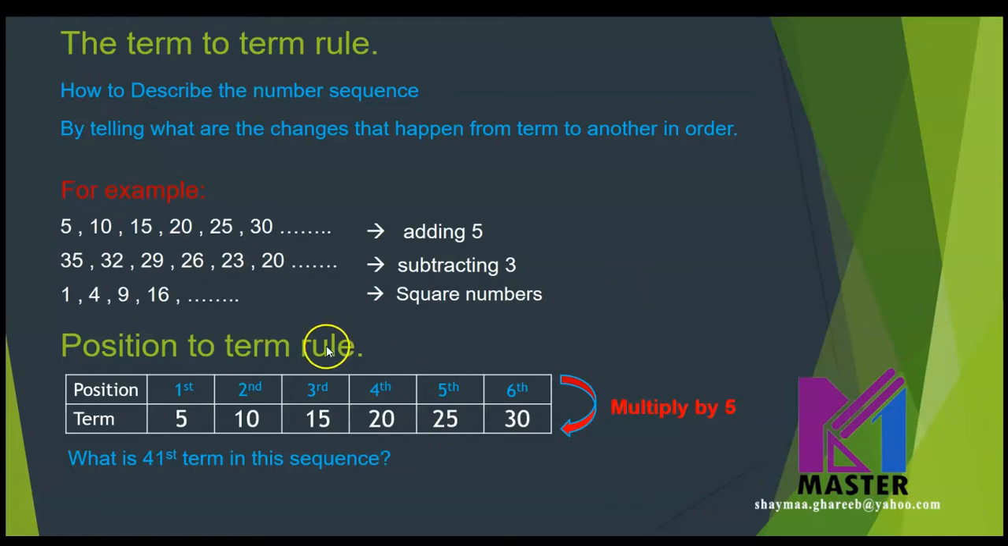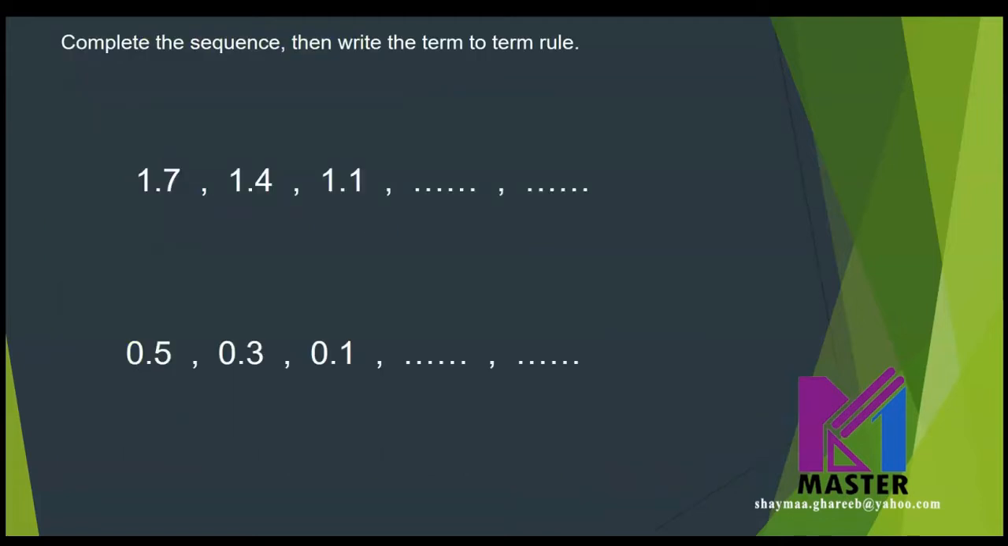So I know that the position to term rule of this sequence is multiply the position by 5 to get the term. And the 41 is the position. So if I multiplied the 41 by 5, I will get the 41st term in this sequence, which is 205. Is this clear? Now let's move on.